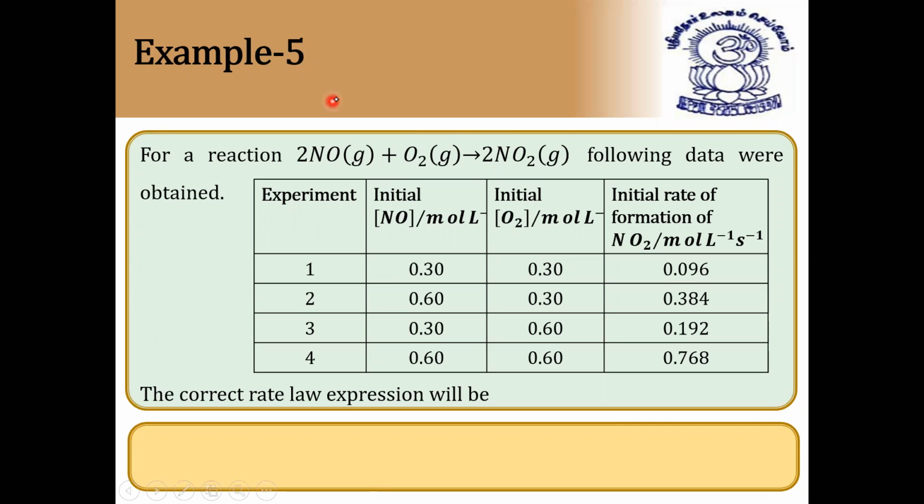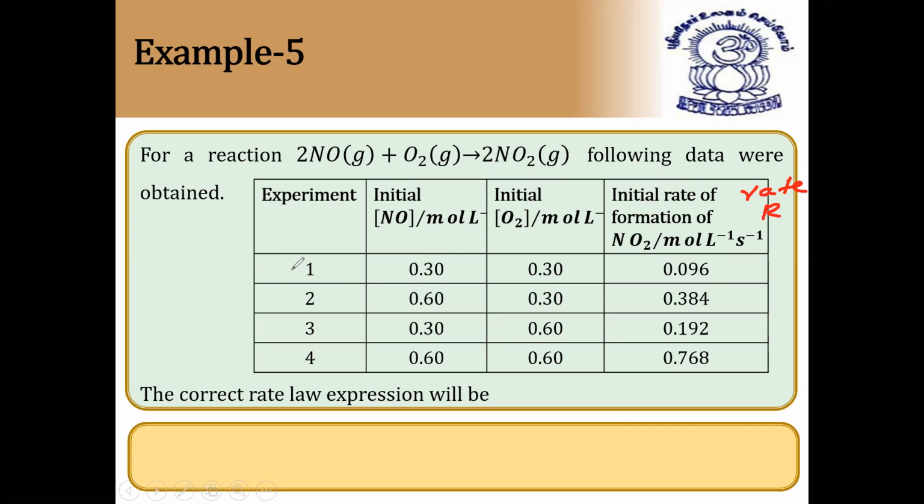If you carefully observe this table, it has nitric oxide, oxygen gas, and formation of NO2. This is the rate of formation of NO2, that is moles per liter per second. They have given rate, not rate constant. This is called rate, which is denoted by the letter R. Now this is the concentration of nitric oxide, and the concentration of O2 is given.